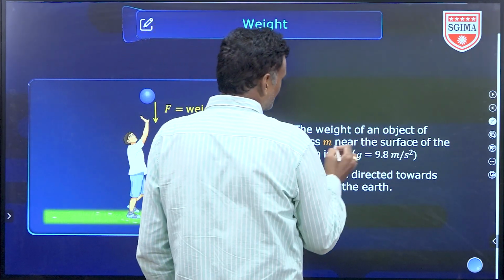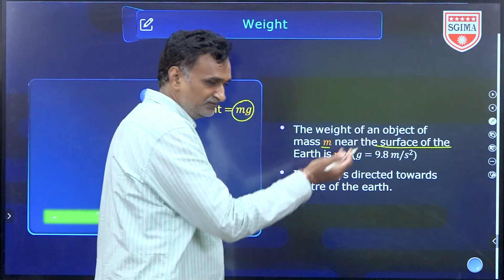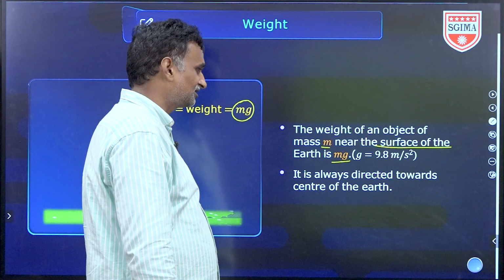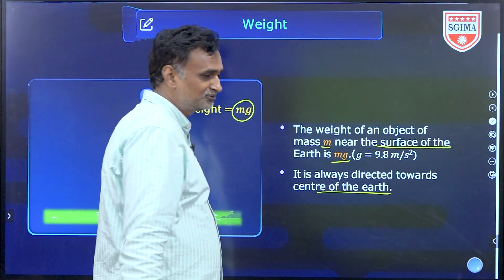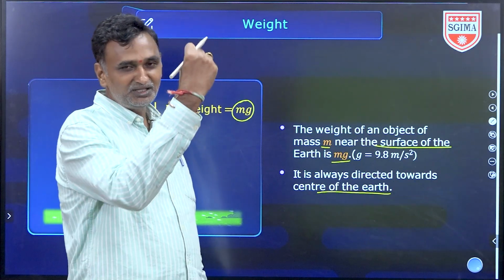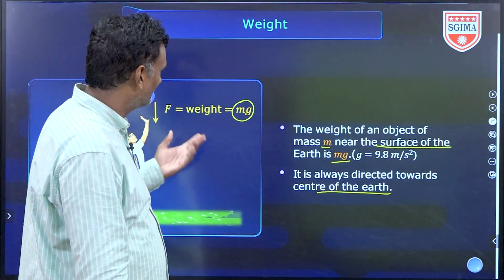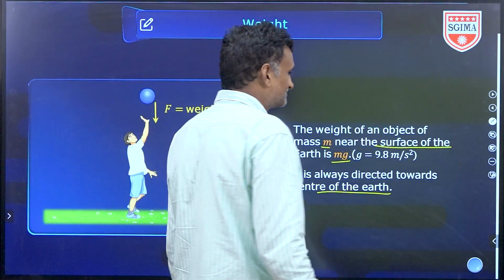The weight of an object of mass m near the surface of the earth is mg, where g equals 9.8 meter per second squared on the surface. It is always directed towards the center of the earth, because every object is pulled by the earth towards its center. That force on every object is called weight force. We will see the next slide.